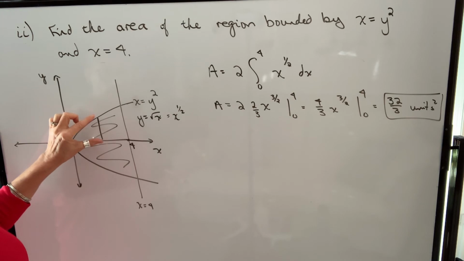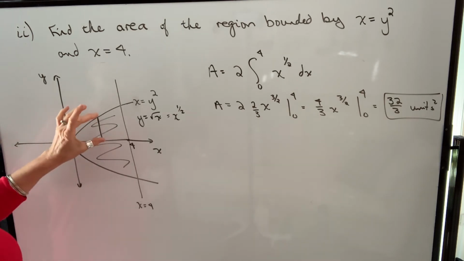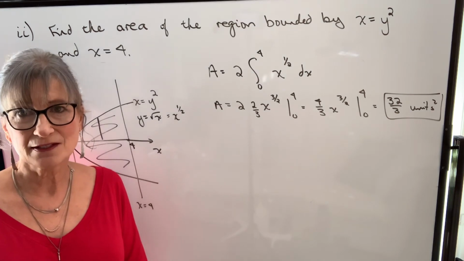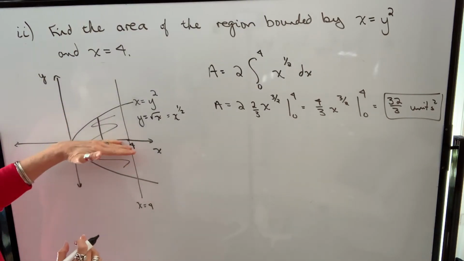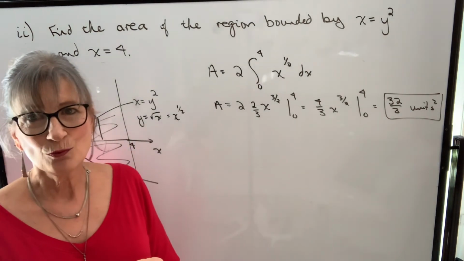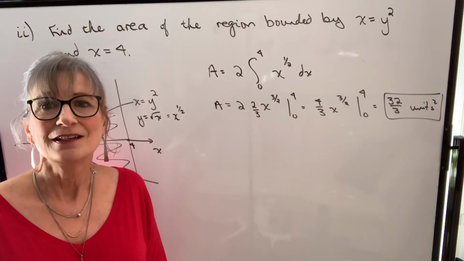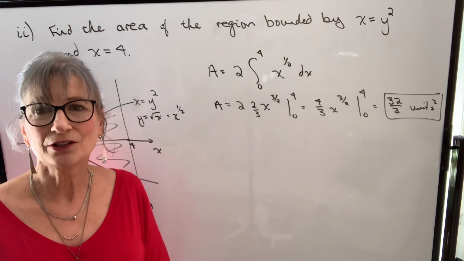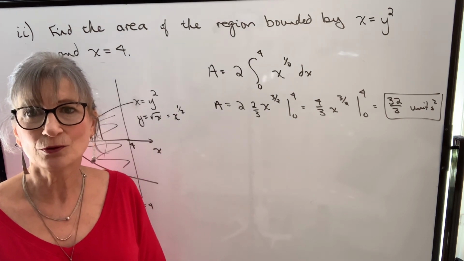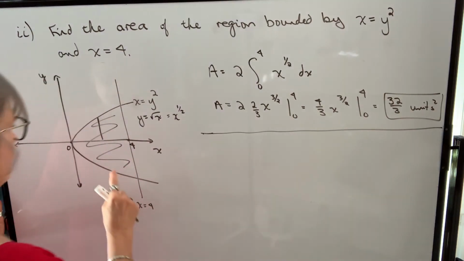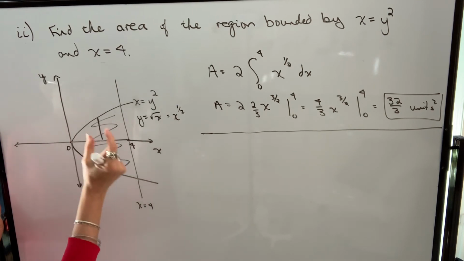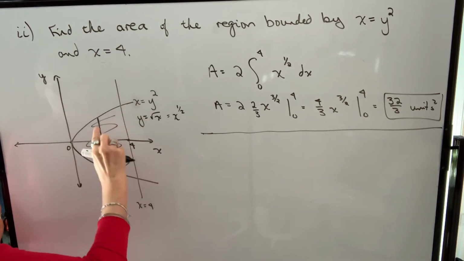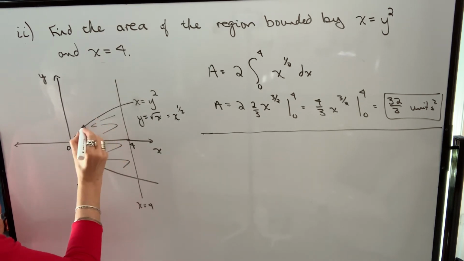This question was possible to do with vertical rectangles, but you had to do one region and double it, but that only worked because we had the symmetry. If the symmetry wasn't about the x-axis, you wouldn't have been able to do that. In that case, you would have had to use horizontal rectangles. So let's take a look at how we would evaluate this area using horizontal rectangles. If I'm using horizontal rectangles, I can still use the symmetry idea. I can just find this top half and double it. So I'm going to do that.